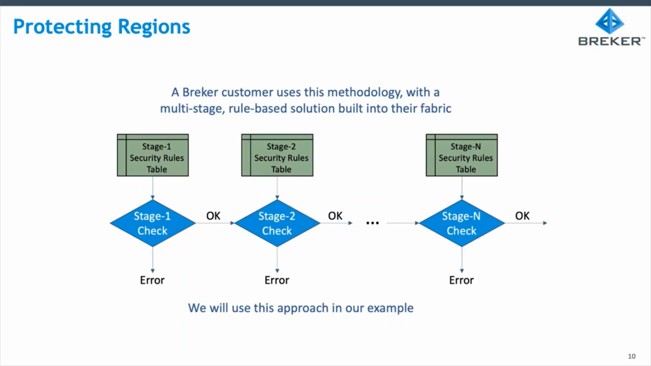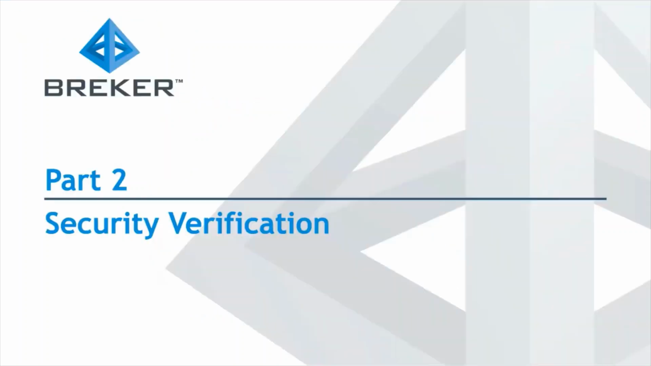So if we look in more depth at these access rules, they tend to come down to a number of access stages, and each one can be depicted with a security rules table. And this is in fact the method that the end user that we work with on this security workshop actually used in their system. And we will use this approach to talk about the methodology that Breker proposes to handle security. So now let's look at security verification and why this is such a complex problem.